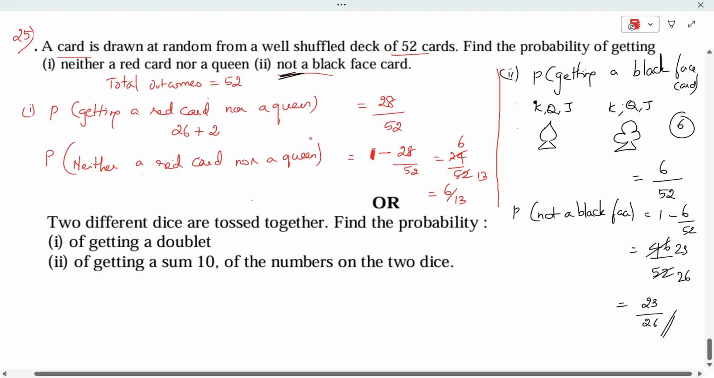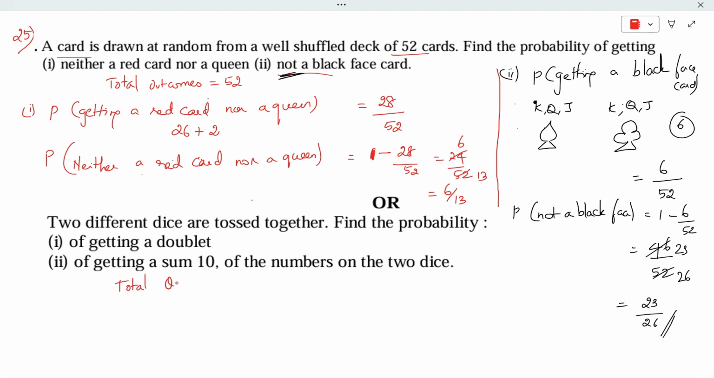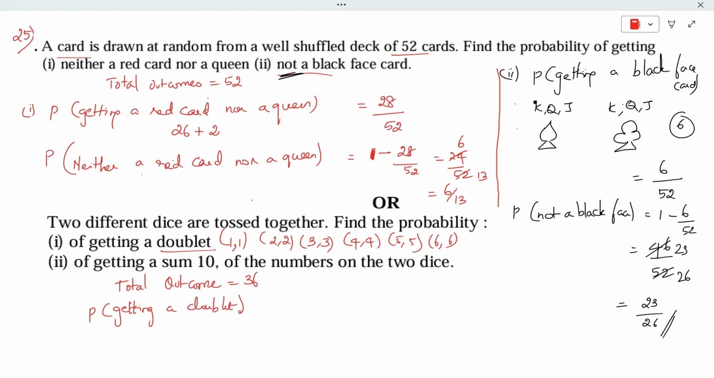Let's do the internal choice question. Two different dice are tossed together. So what will be the total outcome? The total outcome will be 36, right? Find the probability of getting a doublet. What is a doublet? Both dice show the same face. So 1,1, 2,2, 3,3, 4,4, 5,5 and 6,6. The favorable outcomes are 6. So the probability of getting a doublet is 6 by 36, which reduces to 1 by 6.